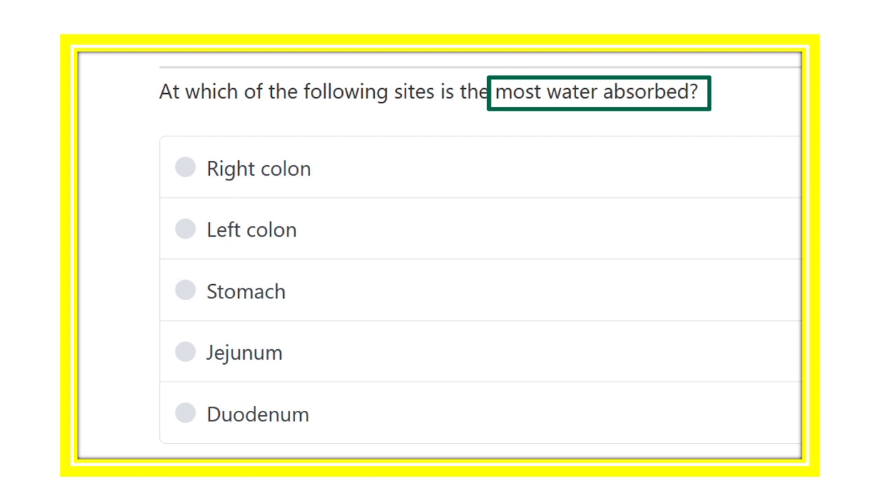First of all, what our mind thinks is the colon, that means either the right colon or left colon. But let's see what happens next.